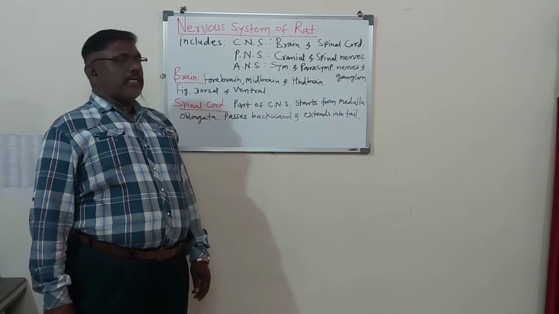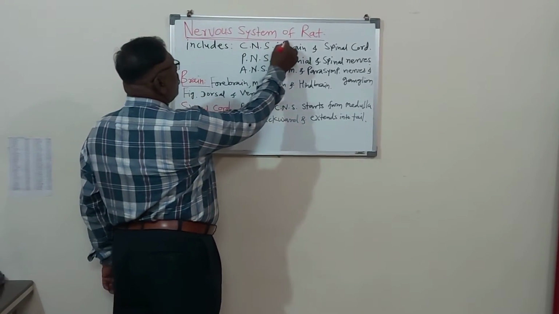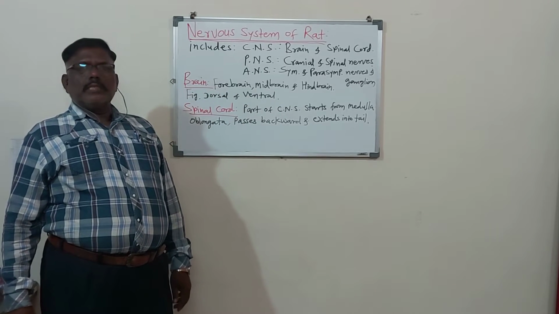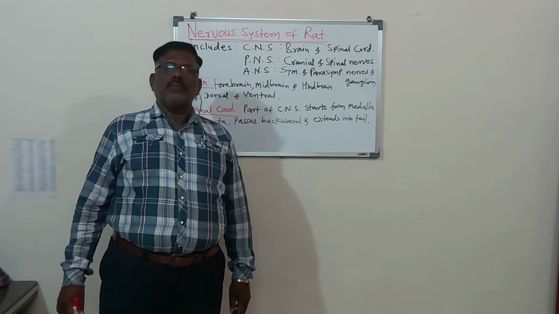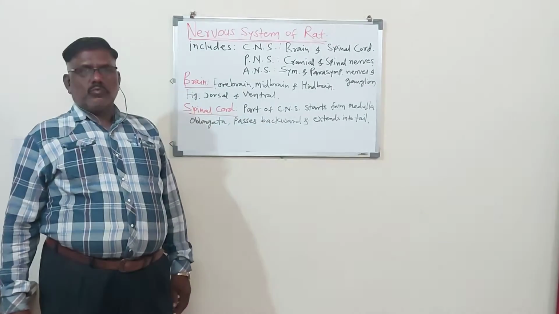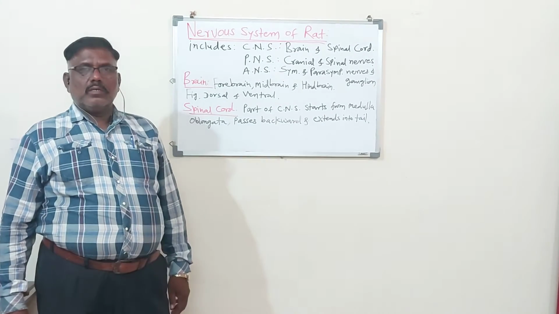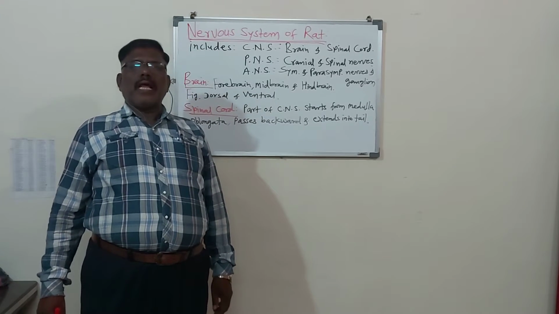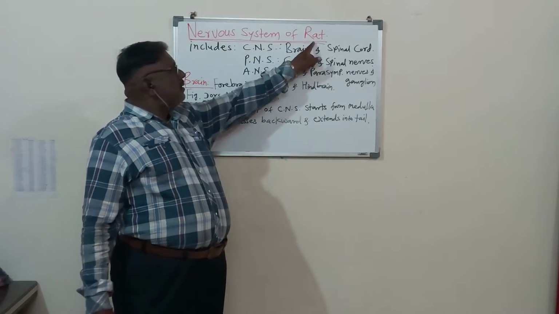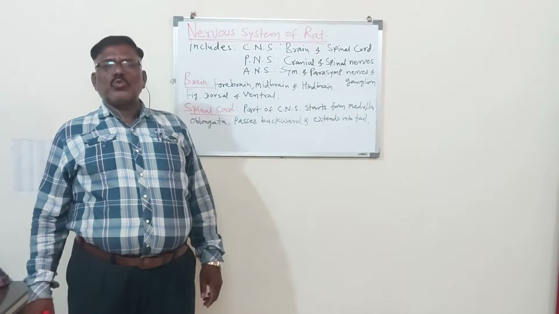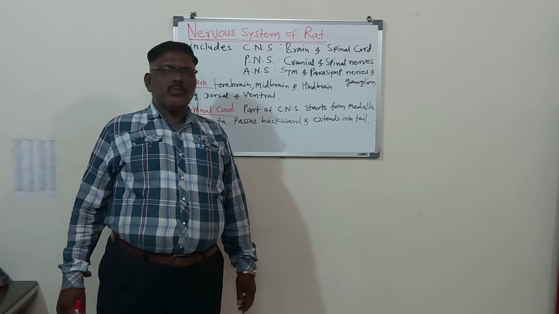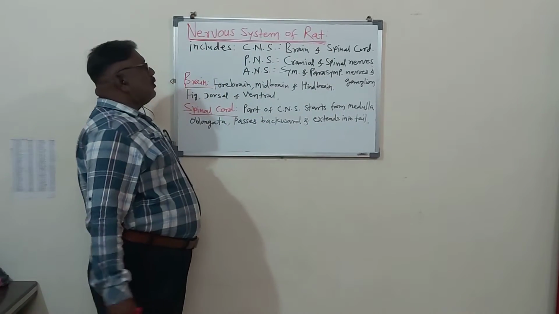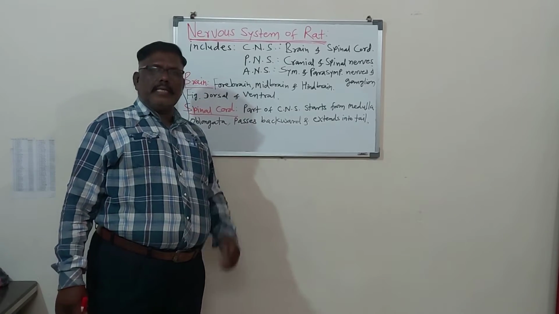Today we will study the nervous system of the rat. The nervous system of the rat is somewhat similar to that of Scoliodon, with little difference. Scoliodon is an aquatic animal belonging to the class Pisces, and the rat is a terrestrial animal belonging to the class Mammalia. So in today's lecture we will study the nervous system of the rat in detail.